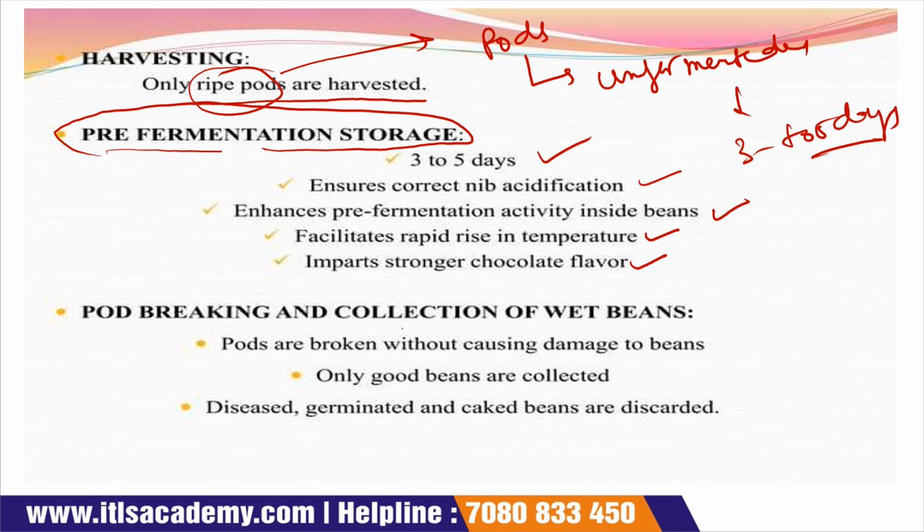Now, pod breaking and collection of wet beans. When pods are broken without any damage to the beans, after that what should we do? We collect the good beans only. Suppose this is your pod and here the beans are present. When we break the pods, we must take care that the beans are not damaged, and after that we collect only the good beans.